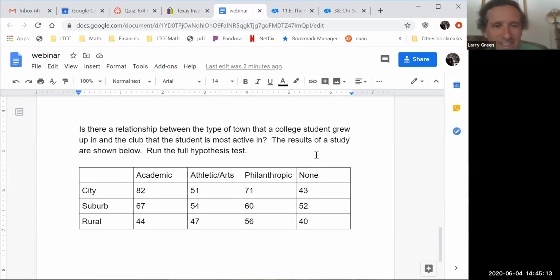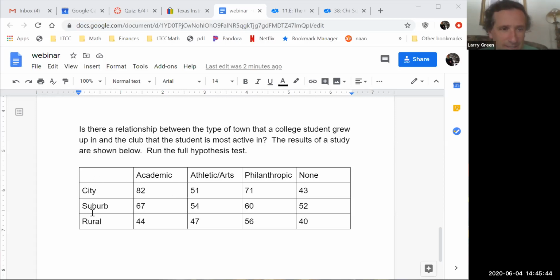Okay, so here's the question I've got for you. Is there a relationship between the type of town that a college student grew up in and the club the student is most active in? The results of a study are shown below. And by the way, I made this up. There wasn't really a study, but you can imagine there could be. This is definitely a survey you could do. Run the full hypothesis test.